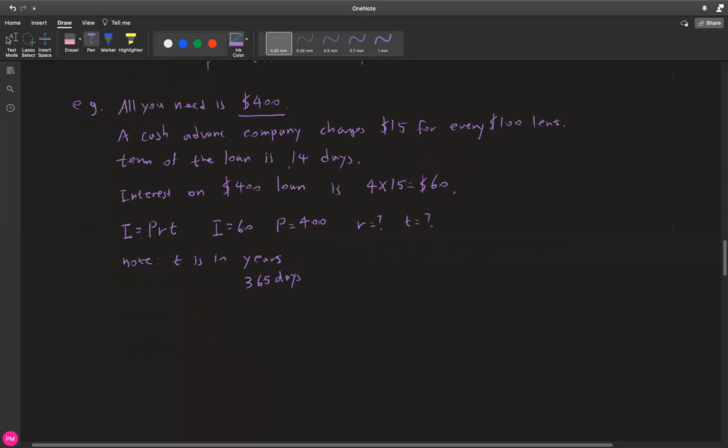So if you want to change the term, in this case the 14 days, into years, you're simply doing this. The T, where the interest is $60 and the principal is $400, is 14 days over 365. Do we all understand how the 14 days is only 14 over 365 in terms of a year? So this is now in the unit of year.